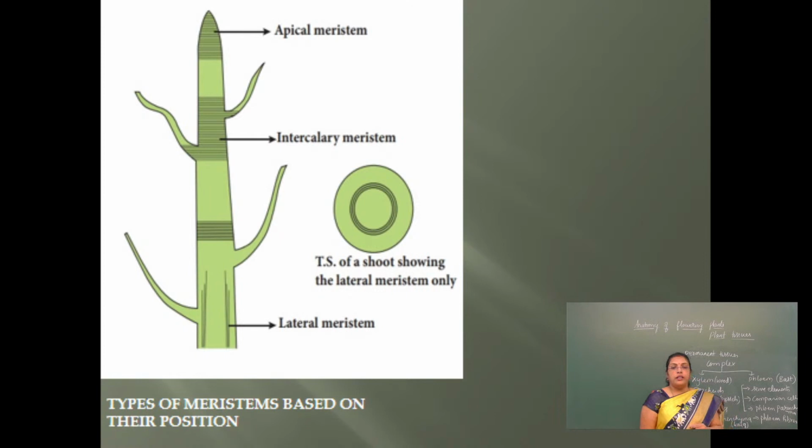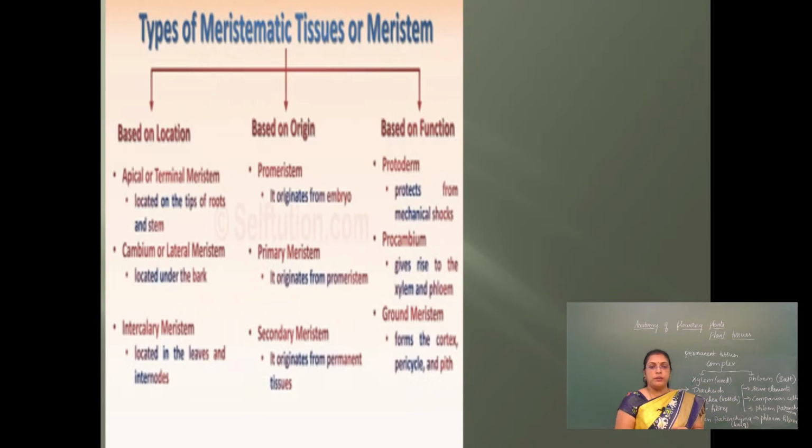These are the types of meristems based on their location or position. Apical meristems are present at the tip of the stem and root. Intercalary meristems are apical meristems separated from the apical meristems in between by the formation of permanent tissues. And lateral meristems mainly help to increase the width of a plant or trees.